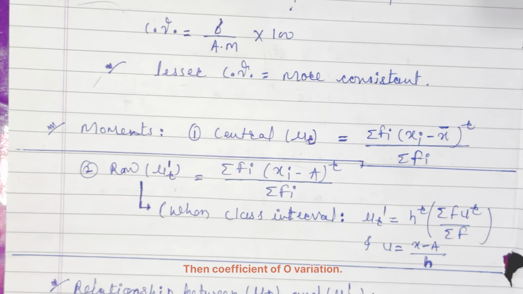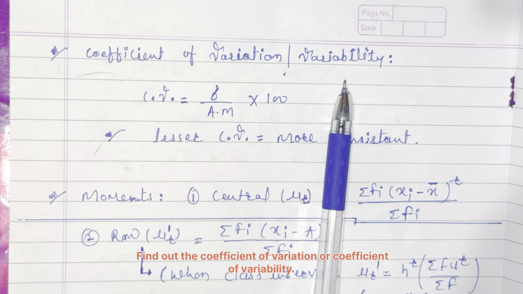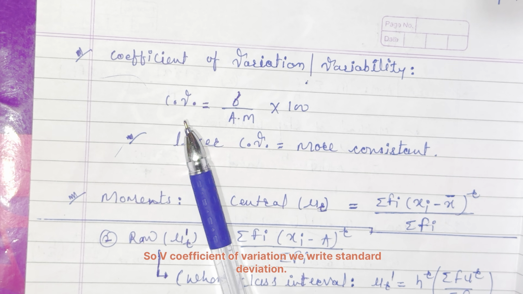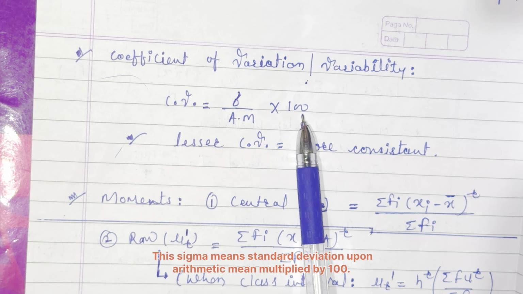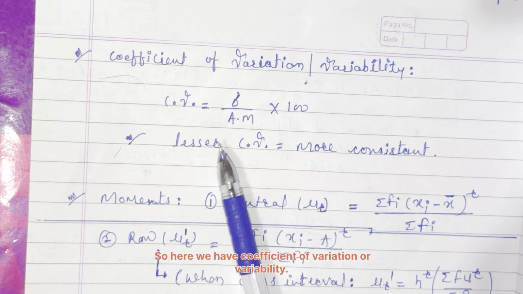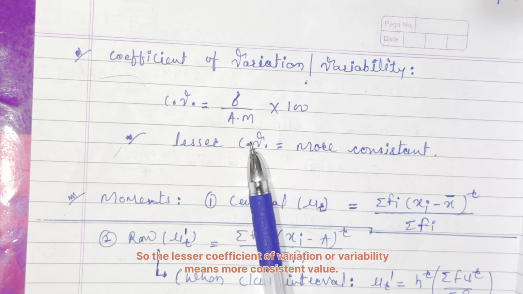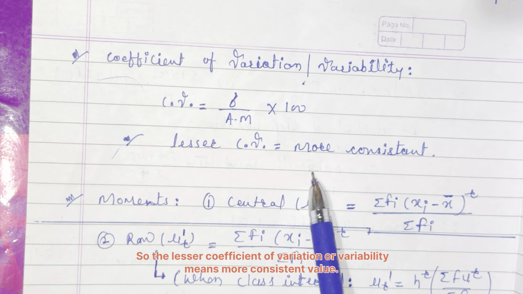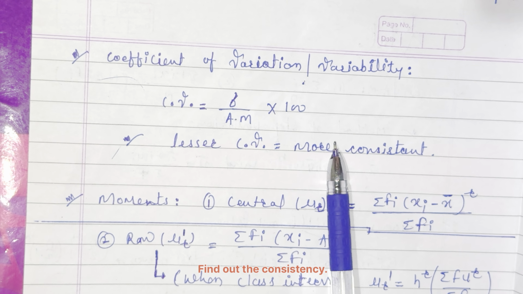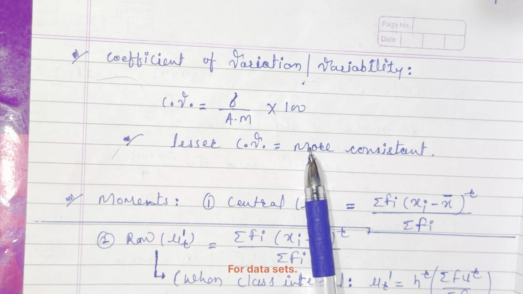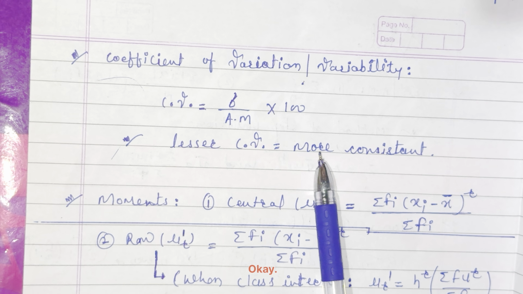Then coefficient of variation. You will get a question: find out the coefficient of variation or coefficient of variability. For the coefficient of variation we write standard deviation sigma upon arithmetic mean, multiplied by 100. The lesser the coefficient of variation or variability, the more consistent the values. So you will get a question in your question paper to find out the consistency for data sets. Wherever you get the lesser coefficient of variation, you get the more consistent data. Okay, let's go for the next point.